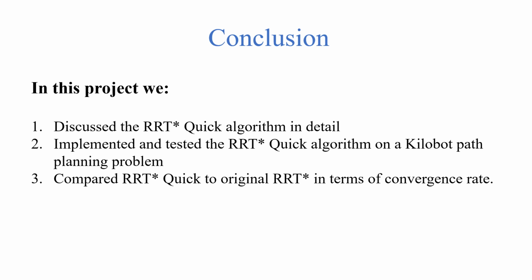Now for the conclusion, in this project, we discussed the RRT star algorithm in detail. We also implemented and tested this algorithm on the kilobot path planning problem. Finally, we compared the RRT star quick and the original RRT star in terms of convergence rate. We found that the RRT star quick was faster than the RRT star in reaching the optimum solution.